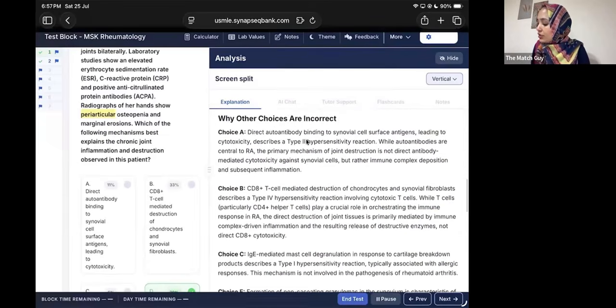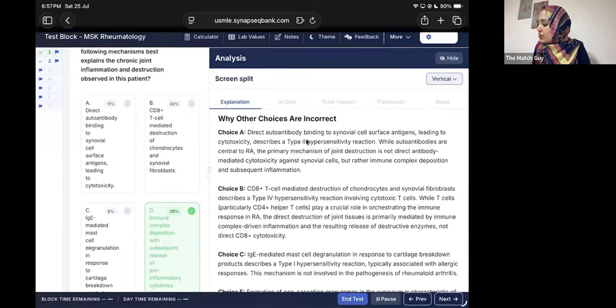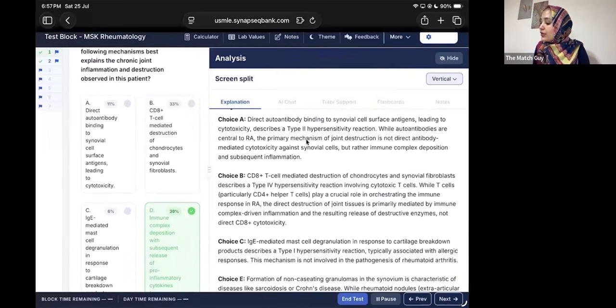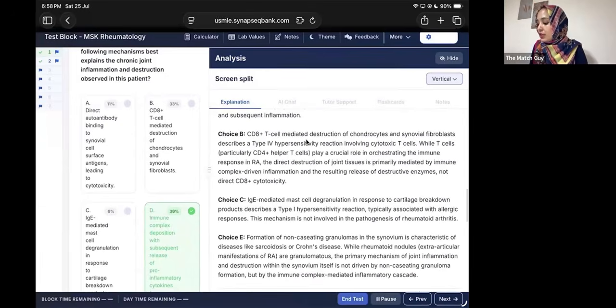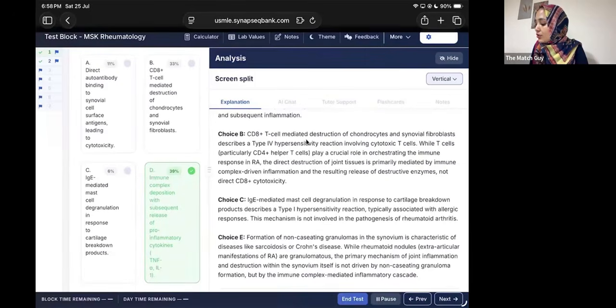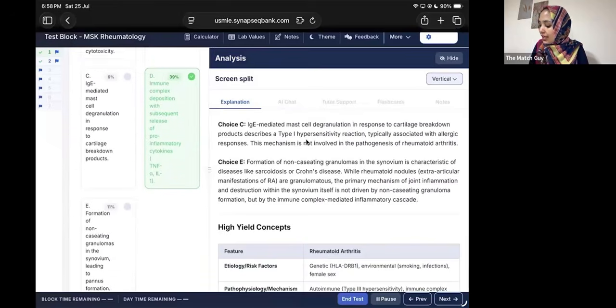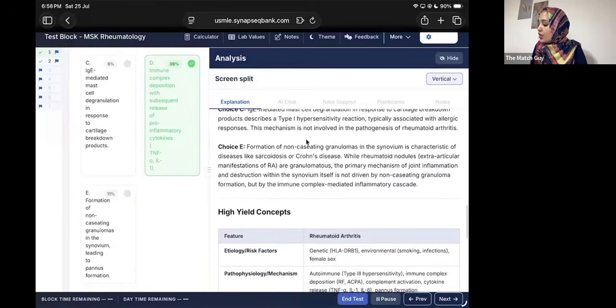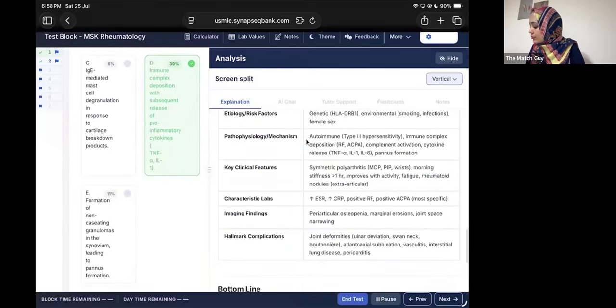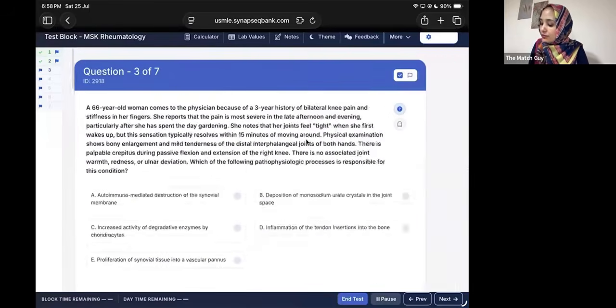Okay, and direct autoantibodies, no, that's type 2. And like we said, while this can have some participation, it's not the main type of hypersensitivity reaction that you would see. CD8 plus, no, as well. And IgE mediated, that's type 1 hypersensitivity. And granuloma, this is a subtype of chronic inflammation, right? Okay, let's see the next question.